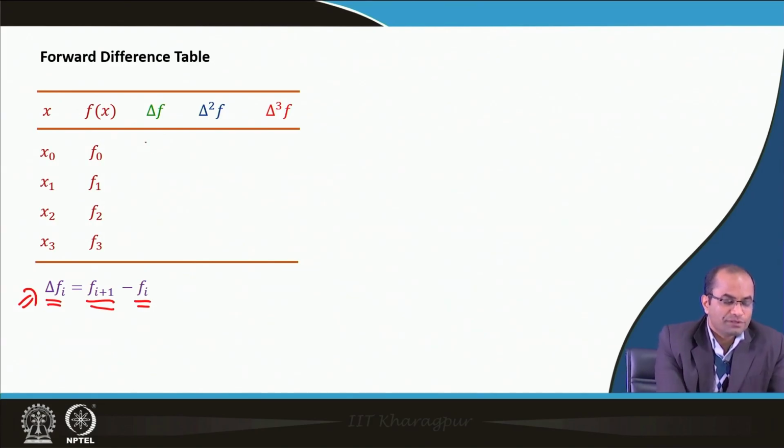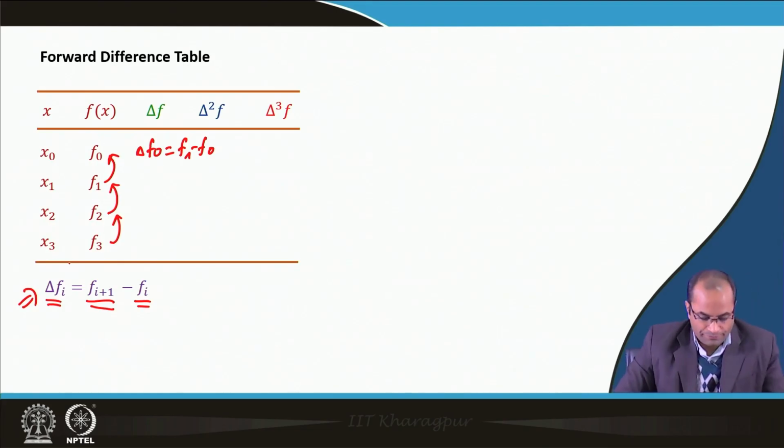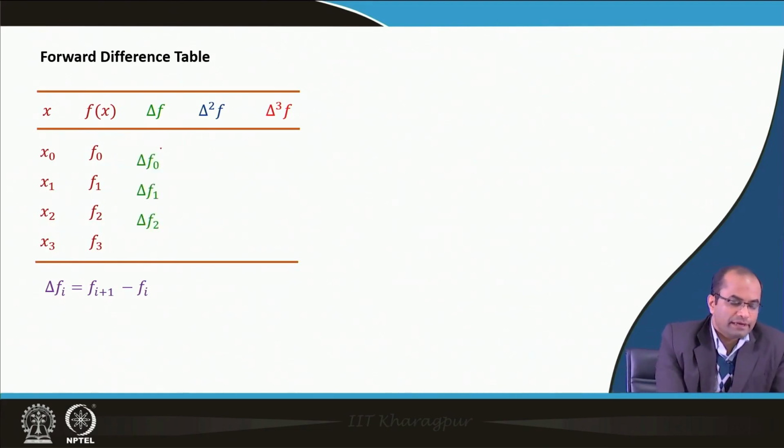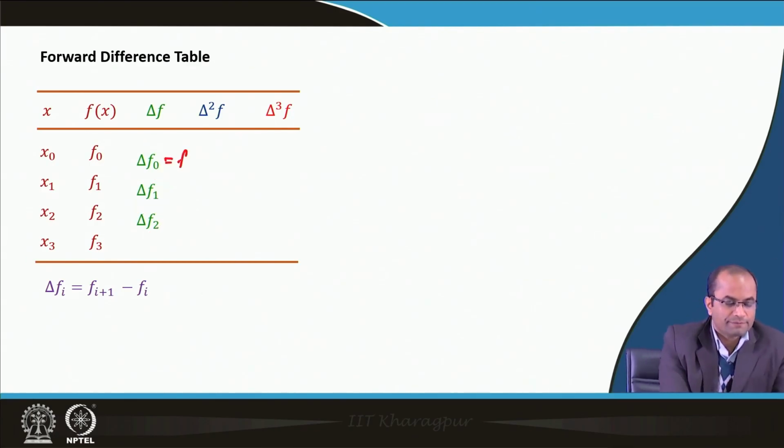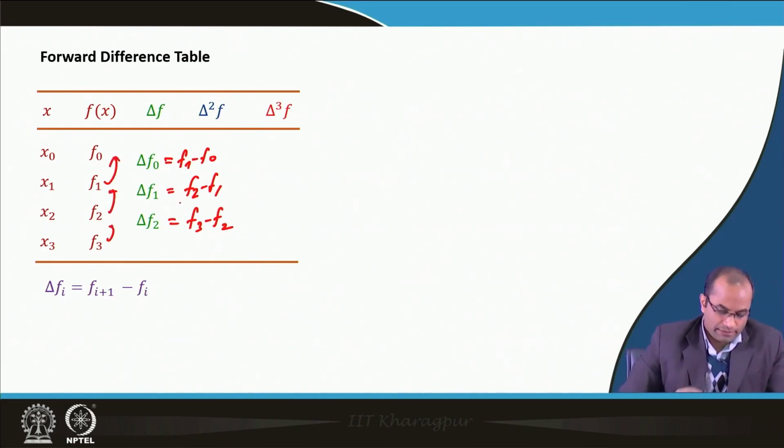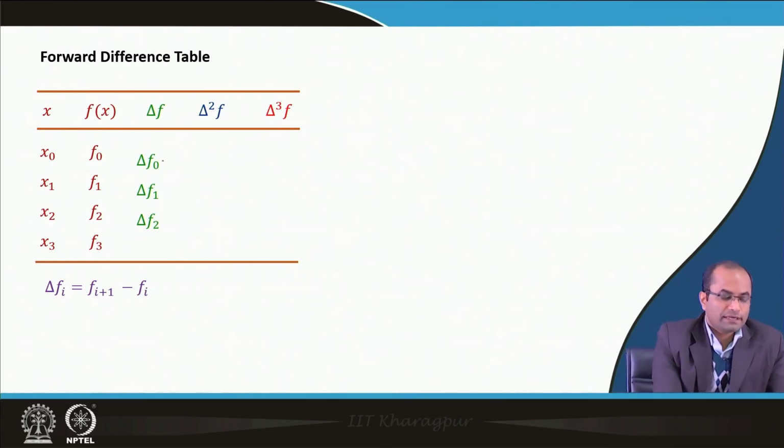So, here the delta f 0 which will appear at this place will be nothing but f 1 minus f 0. So, we go with the difference here, f 1 minus f 0, then f 2 minus f 1, and then f 3 minus f 2, and we will get these delta f 0, delta f 1 and delta f 2. So, delta f 0 is nothing but f 1 minus f 0, delta f 1 is nothing but f 2 minus f 1, and delta f 2 is just f 3 minus f 2. So, just by doing these differences we can get these first order differences, delta f 0, delta f 1 and delta f 2.